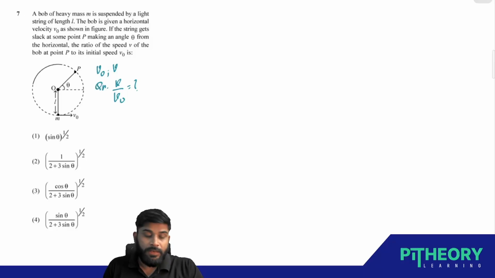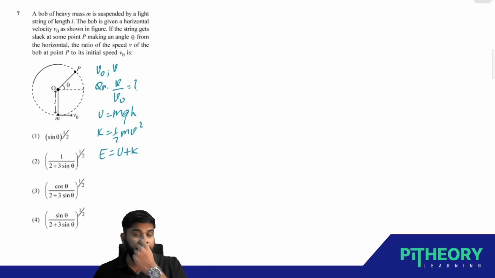Right. So here, we apply the conservation of mechanical energy. We know for potential energy, we use the relation mgh, and for kinetic energy the relation half mv square. And the total energy, obviously, you can write as U plus K. At these 2 points, we can equate the total mechanical energy. That's what we are going to do in this problem.